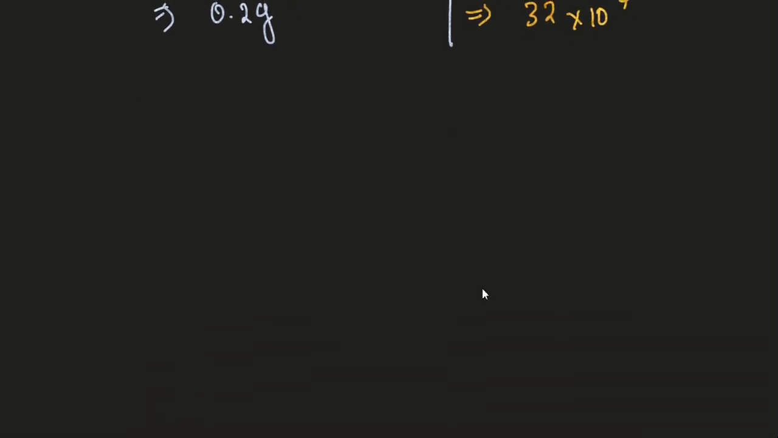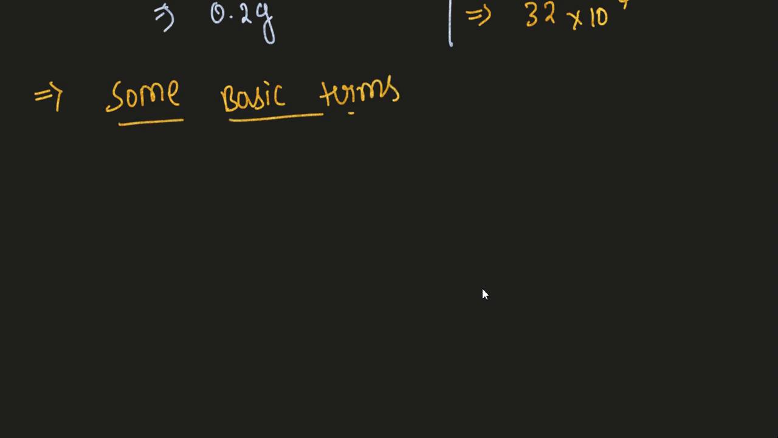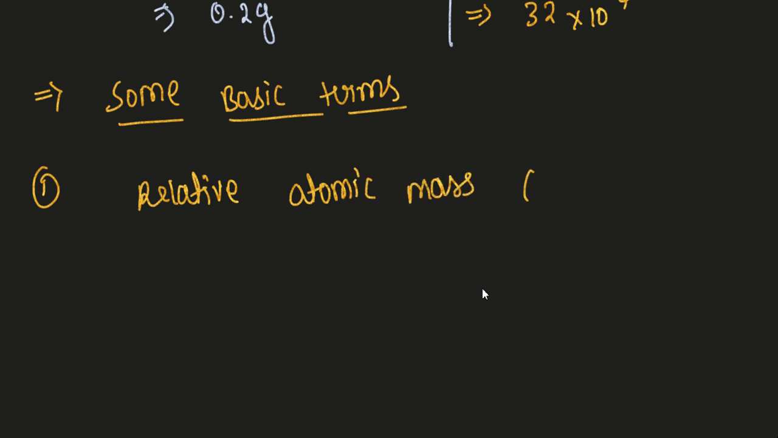So let us start with today's class. Today's concept is some basic terms, which are very important. The first basic term is relative atomic mass. In shortcut we call it RAM. Let us try to understand the exact meaning of relative atomic mass.